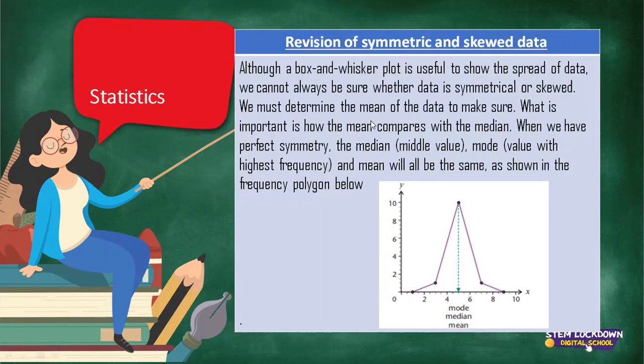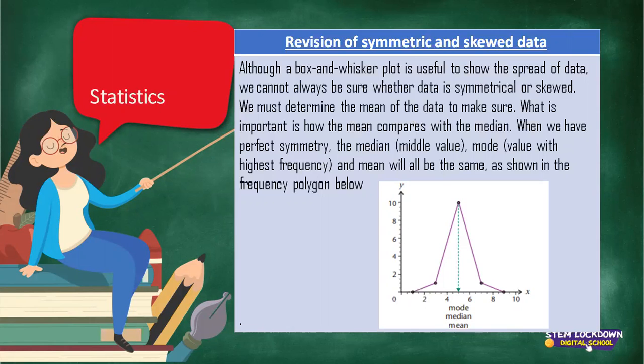Right. We must determine the mean of the data to make sure. We need to find the median to know if the data is symmetrical or not. So what we need to do is check the position of the mean, the median, and the mode. And then from there, we can know if the data is symmetrical or skewed.